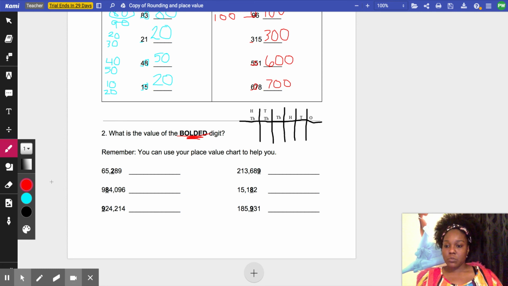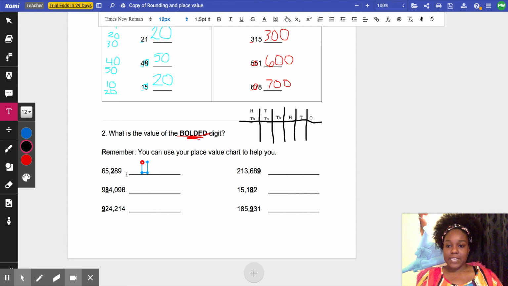So on this one, what we're going to do is we're going to look at what place it's in. So we've got ones, tens, hundreds. We have 2 hundreds. So 200s is written as 200.